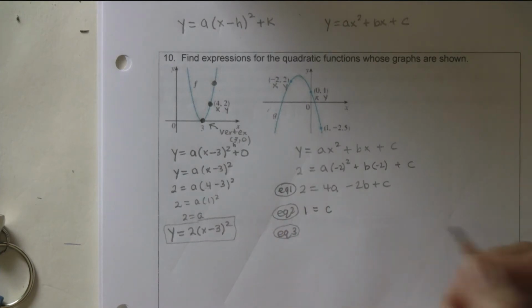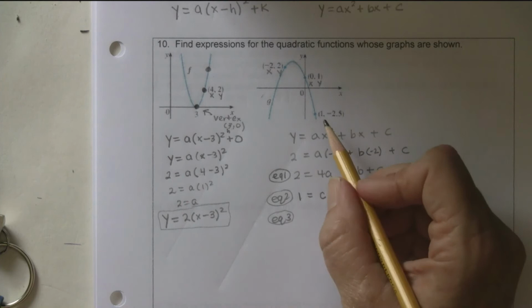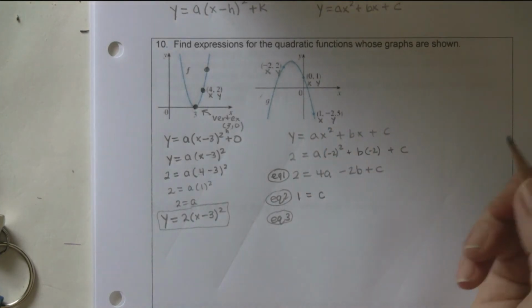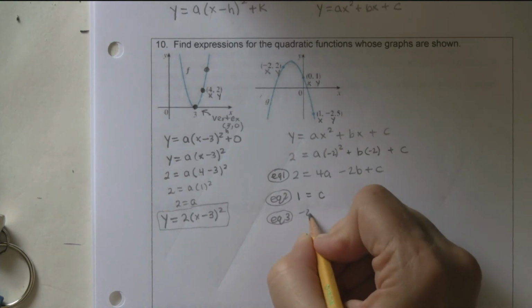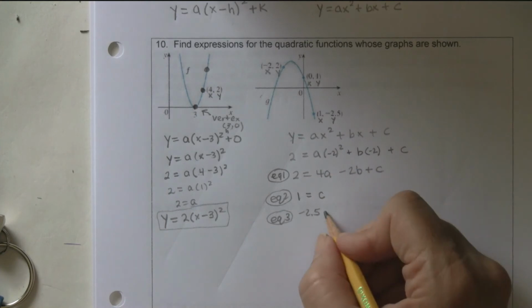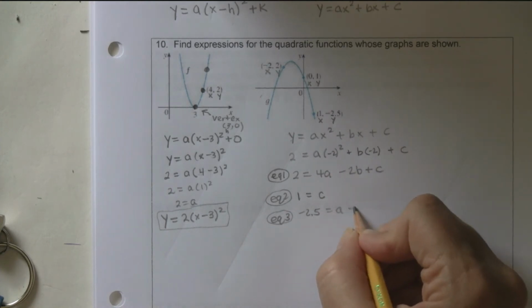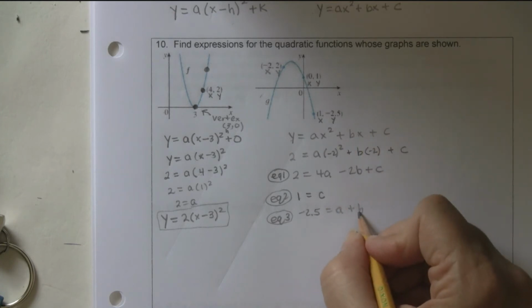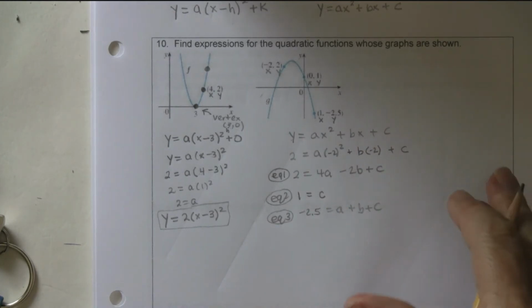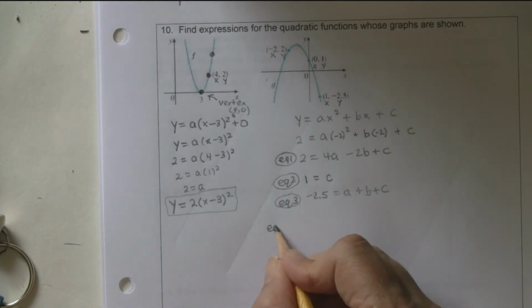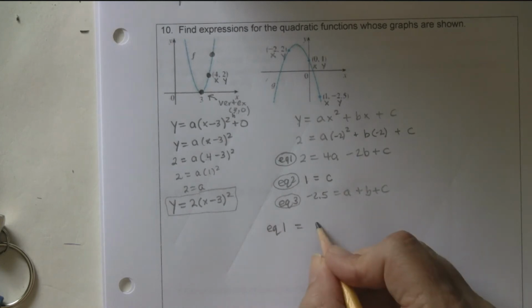And so equation 3, we have 1 and -2.5. So -2.5 is our y value. And 1 squared is 1, so this is pretty nice. So this is a plus, and then x times 1. 1 is x, so b plus c. But the good news is equation 2 tells us what c is. C is 1.